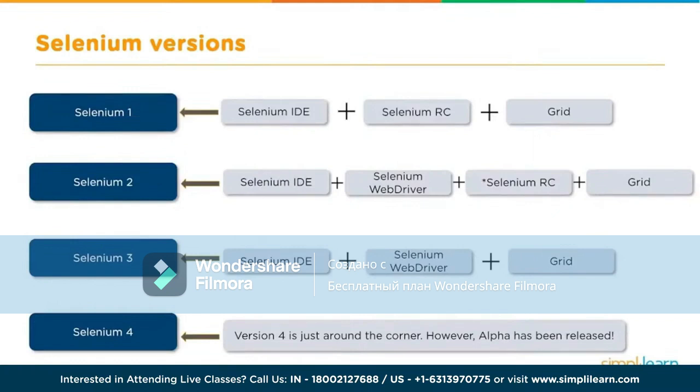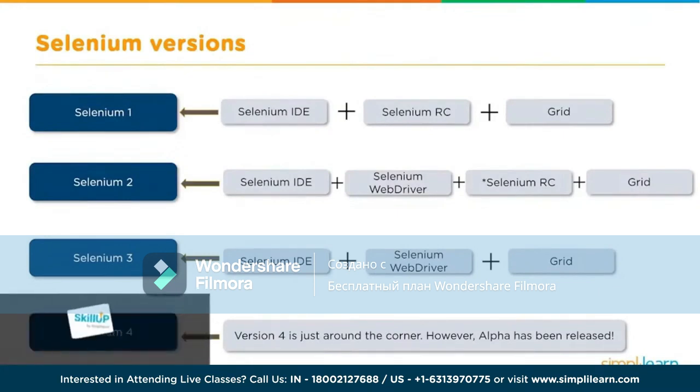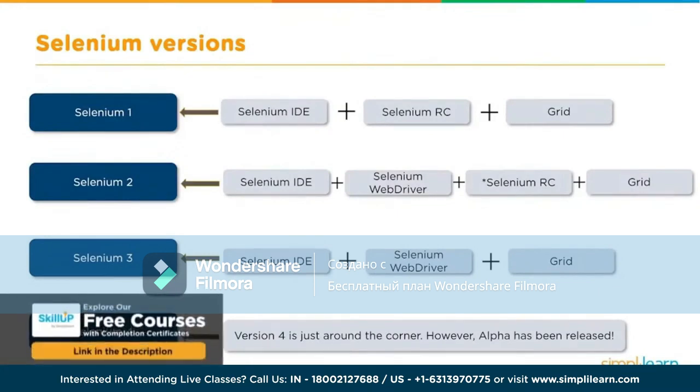If you look at the Selenium 2 version, it had an earlier version of WebDriver and also the RC. So they coexisted. From 3 onwards, RC was completely removed and WebDriver took its place. There is also a 4 version around the corner, and it has more features and enhancements. Some of the features which are talked about are W3C WebDriver standardization, improved IDE, and improved Grid.